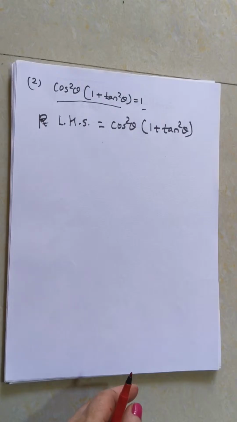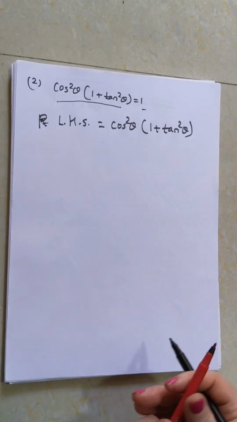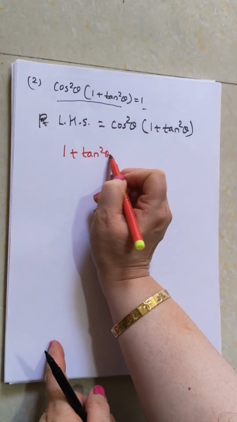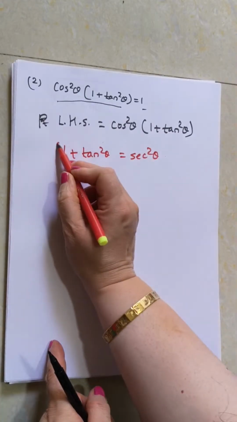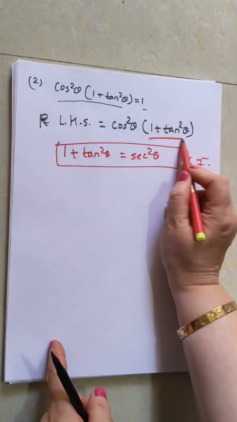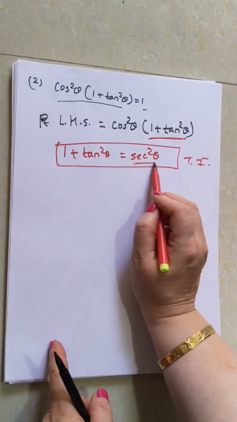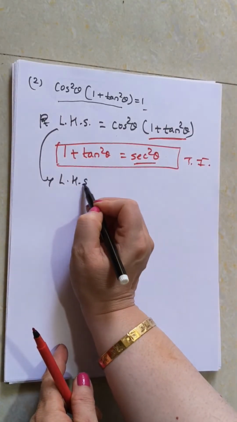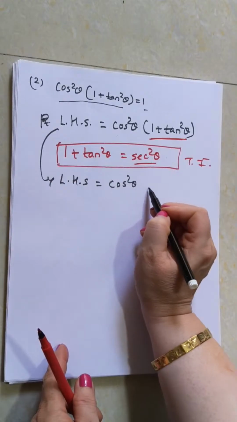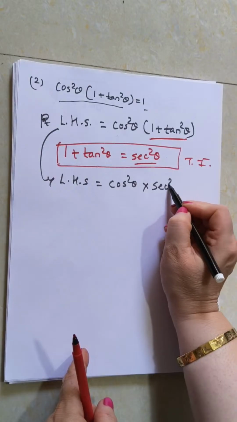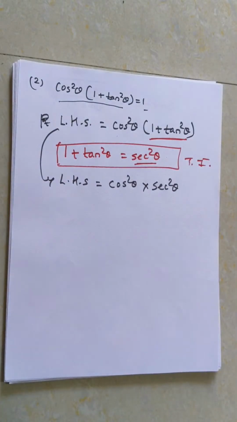Okay, now here I am going to use that second identity. And what is that identity? That 1 plus tan square theta is equals to sec square theta. So this trigonometric identity I am going to use. So in place of 1 plus tan square theta, we can write sec square theta. So what will be my LHS? LHS is equals to cos square theta into, in place of 1 plus tan square theta, I am going to put sec square theta.